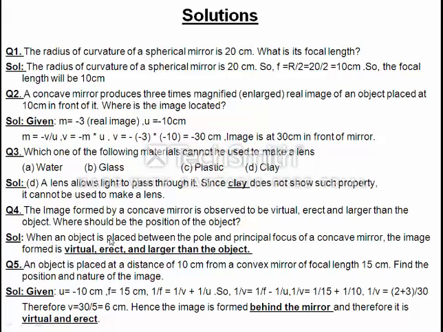Question number 4: the image formed by a concave mirror is observed to be virtual, erect and larger than the object. Where should be the position of the object?